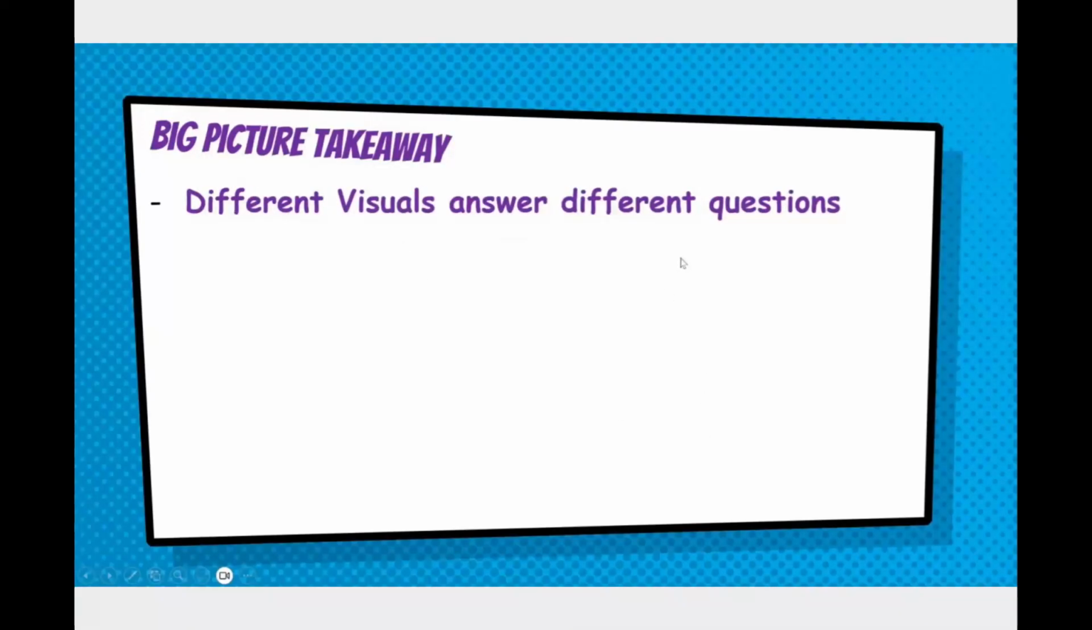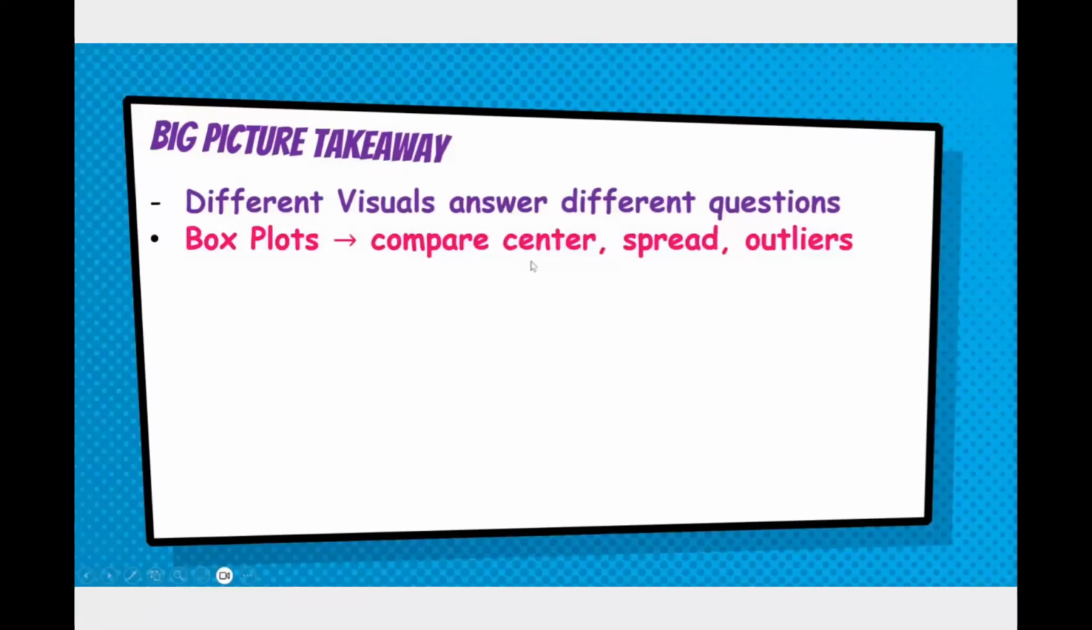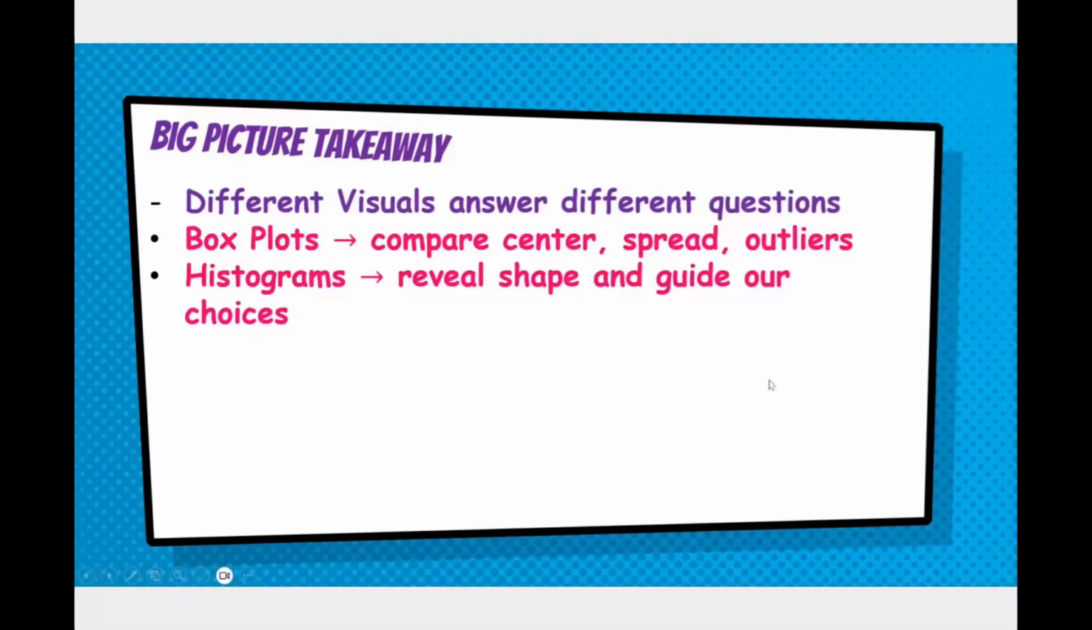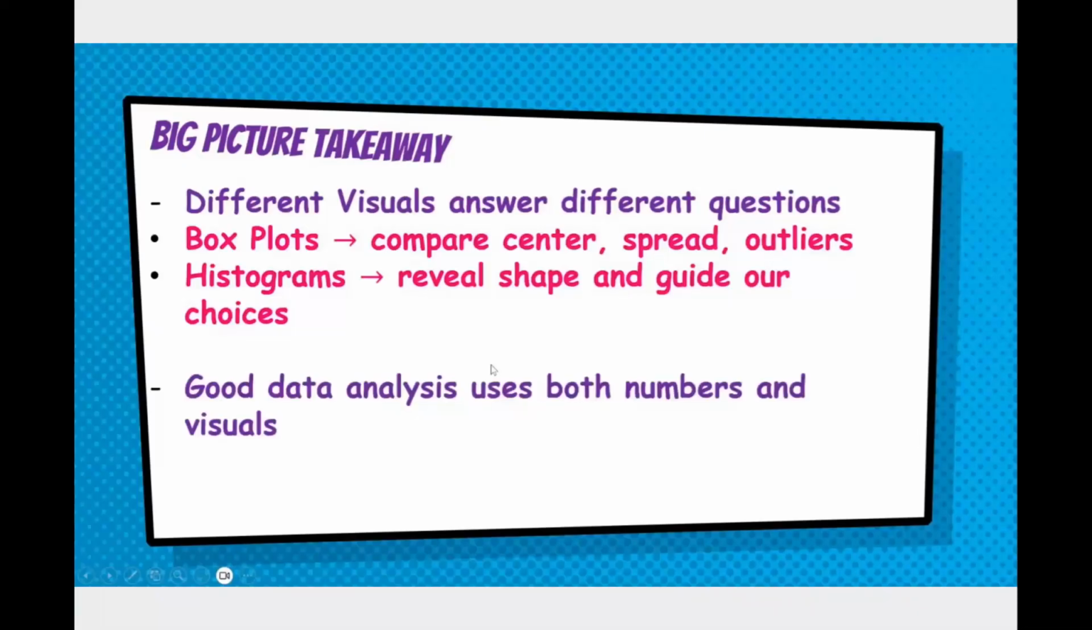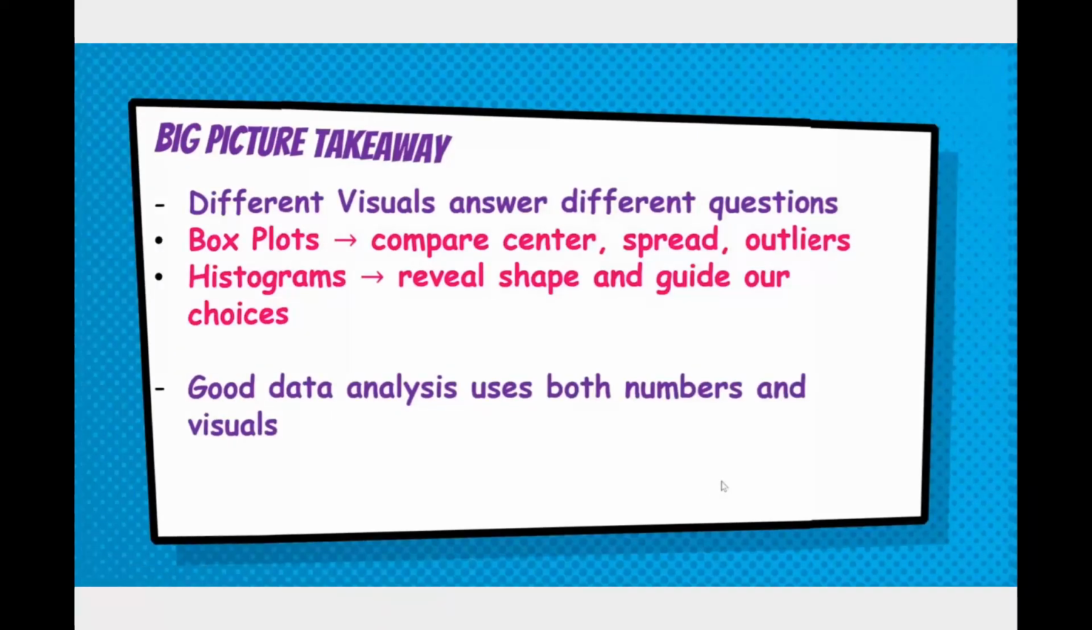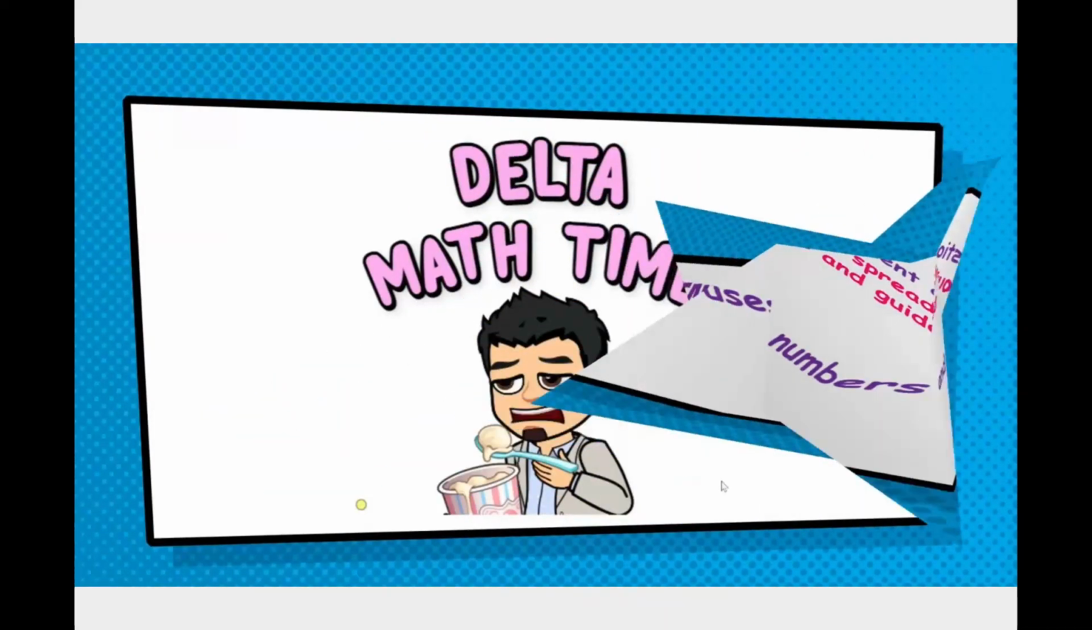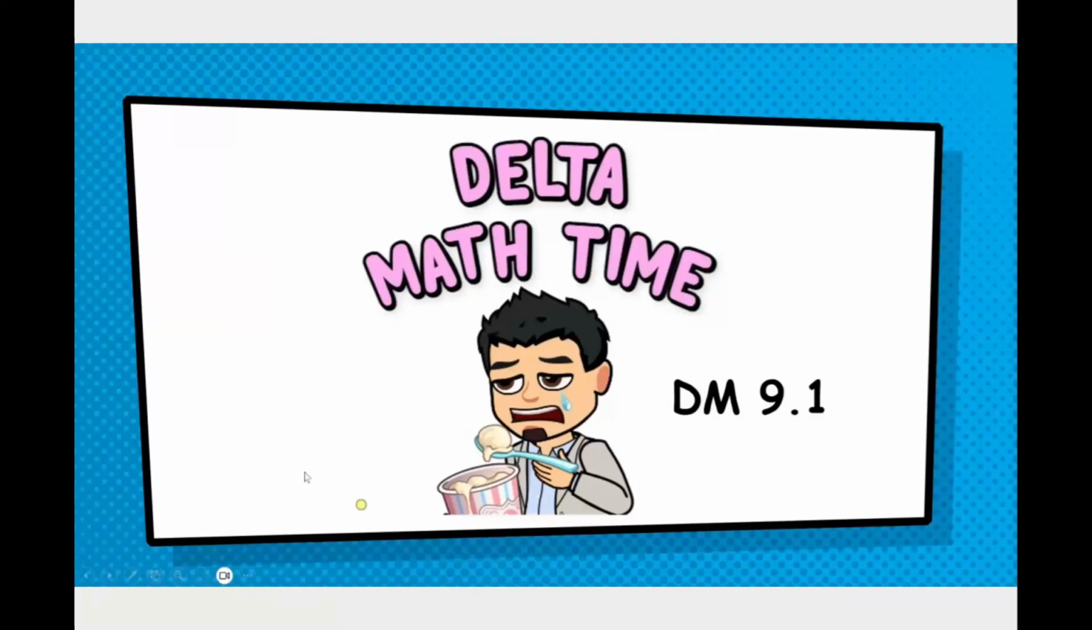The big picture takeaway here: different visuals answer different questions. Box plots compare center, spread, and outliers, while histograms reveal shape and guide our choices. Good data analysis uses both numbers and visuals. So that leads us into our Delta Math time.